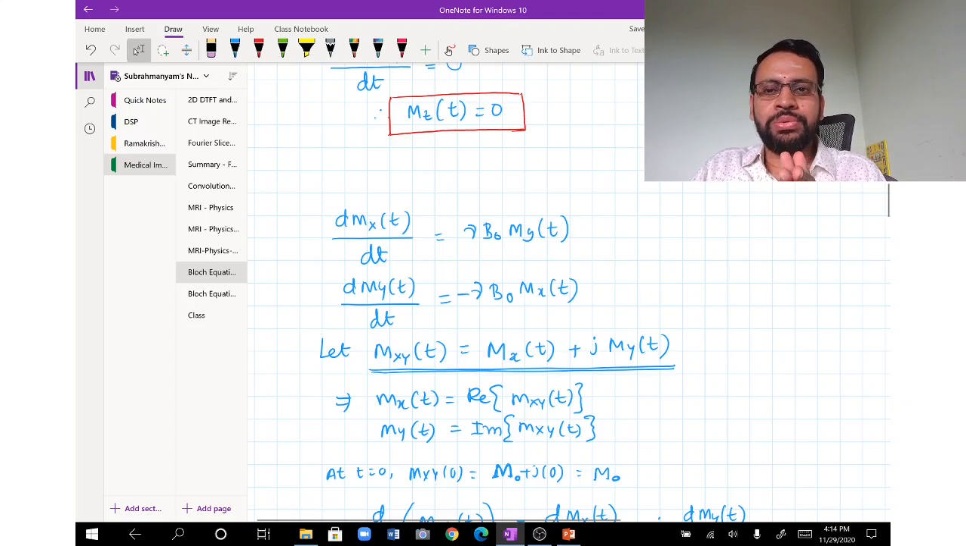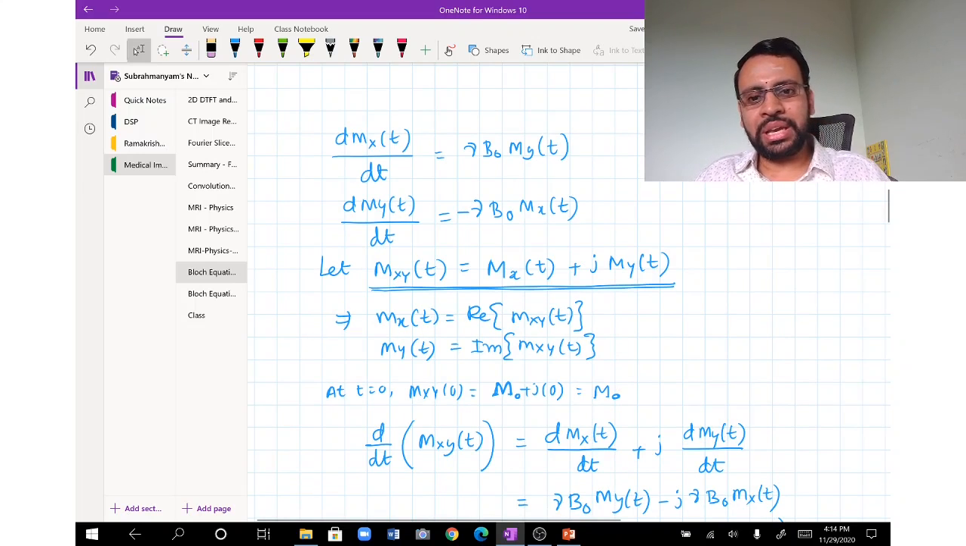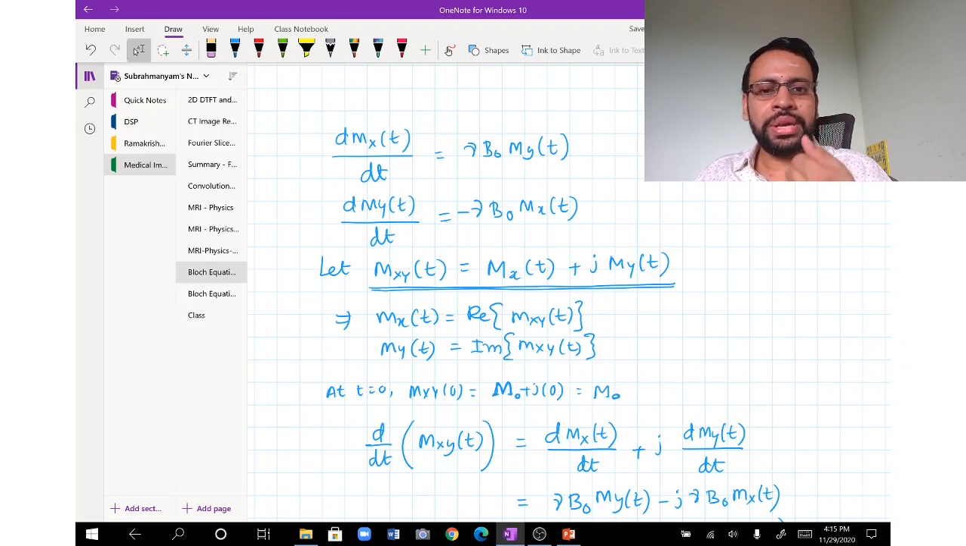So this is again a classical example where complex analysis would come to your rescue to simplify things. Instead of dealing separately with x and y components, you deal with them using complex analysis. For example, you define a new variable mxy of t, where the real part is the x component and the imaginary part is your my component. So anytime you want the component associated with mx of t, take the real part of this complex number and the imaginary part will give you my of t.